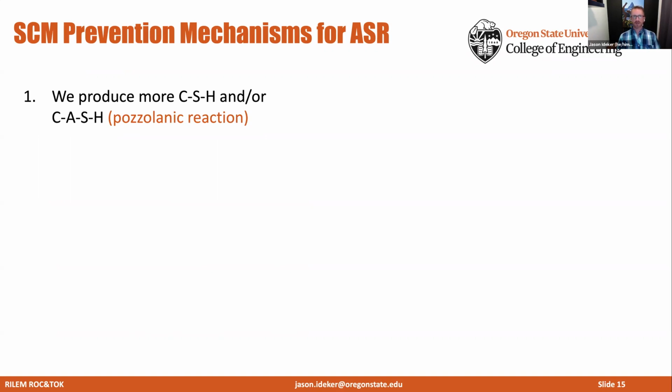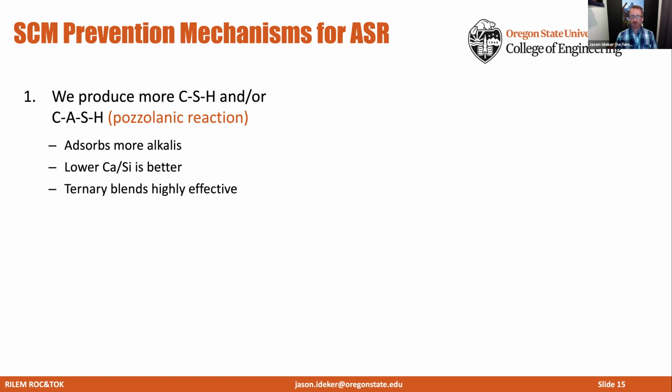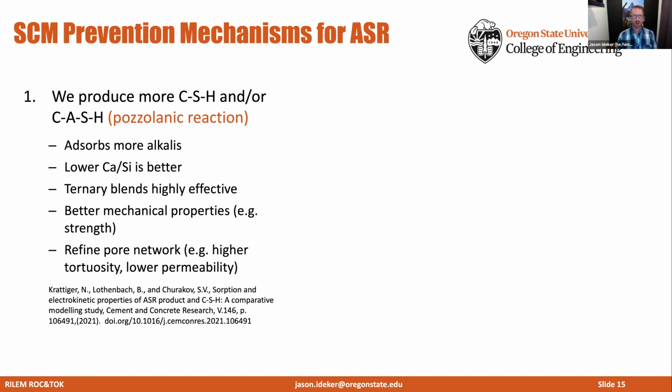So one of the main things that they do is that we produce more C-S-H and/or more C-A-S-H once we have SCMs present. We know that those can absorb more alkalis from the system, and having a lower calcium to silica ratio is better. We also know that ternary blends tend to be the most effective at preventing the alkali-silica reaction. We also get better mechanical properties, so we might have a bit more resistance to those expansive forces coming along from ASR, and we refine the pore network, right? So we make it more difficult for aggressive agents or for water to come in.